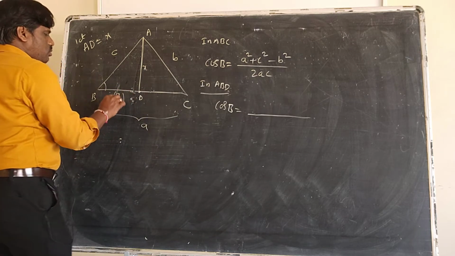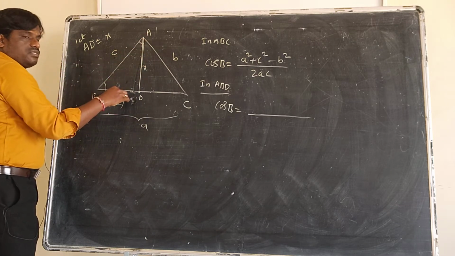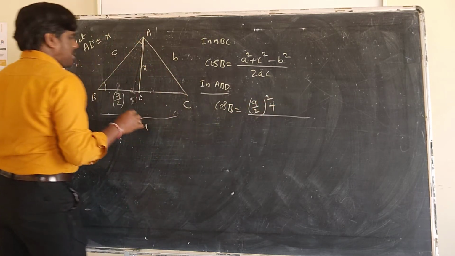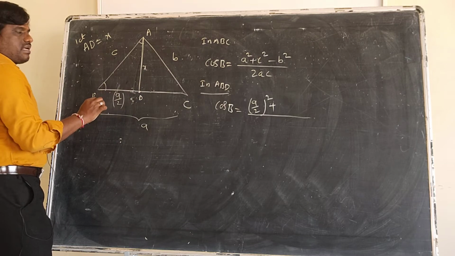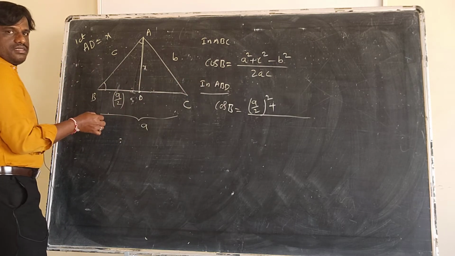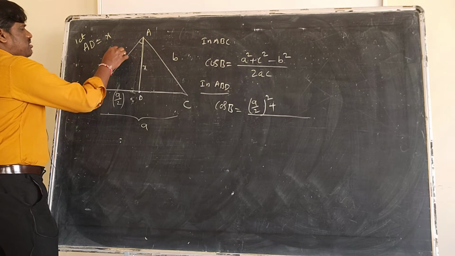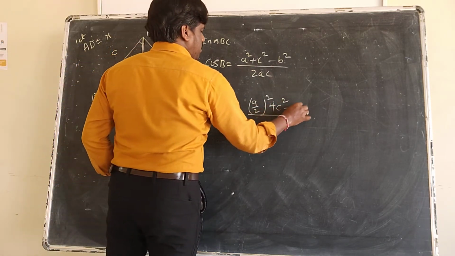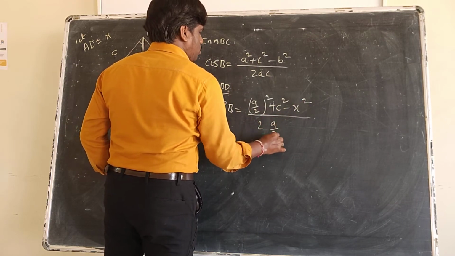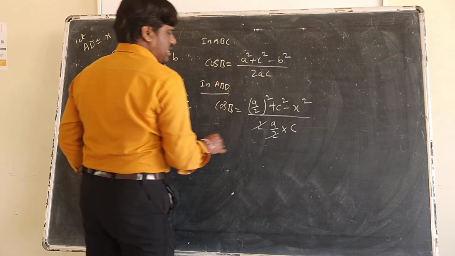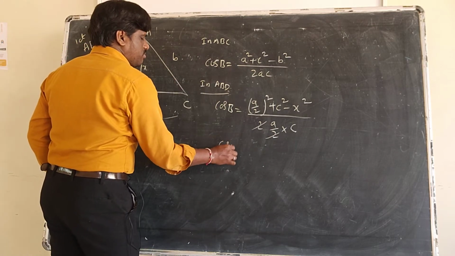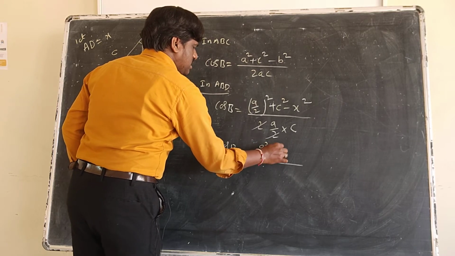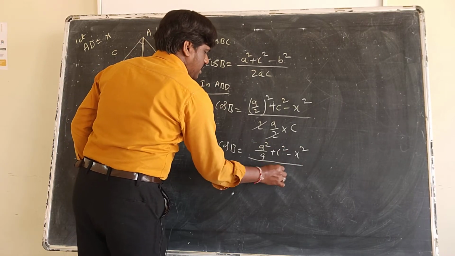So here I am getting how much? A square means a by 2 whole square. This is opposite of this. A by 2 whole square. Because I am using only this triangle. If I were using the whole triangle, then I would use A. So a by 2 whole square plus c square minus x square divided by 2 into a by 2 into c. The 2 gets cancelled. So here I am getting cos B is equal to a square by 4 plus c square minus x square by ac.